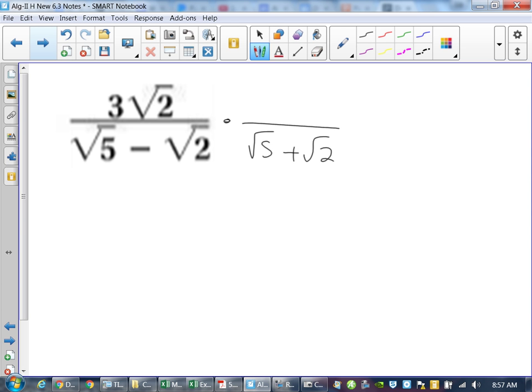It's on fire. Because what's root 5 plus root 2 divided by root 5 plus root 2? 1. 1. It just looks weird.